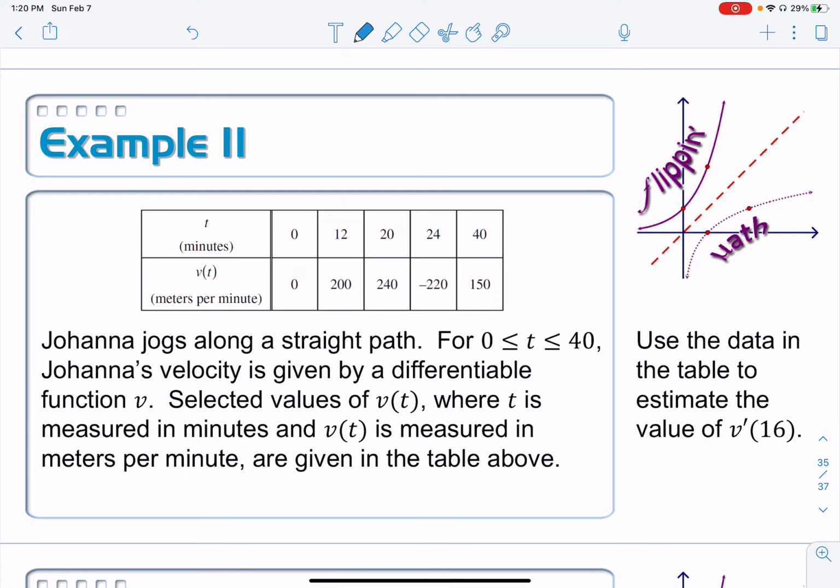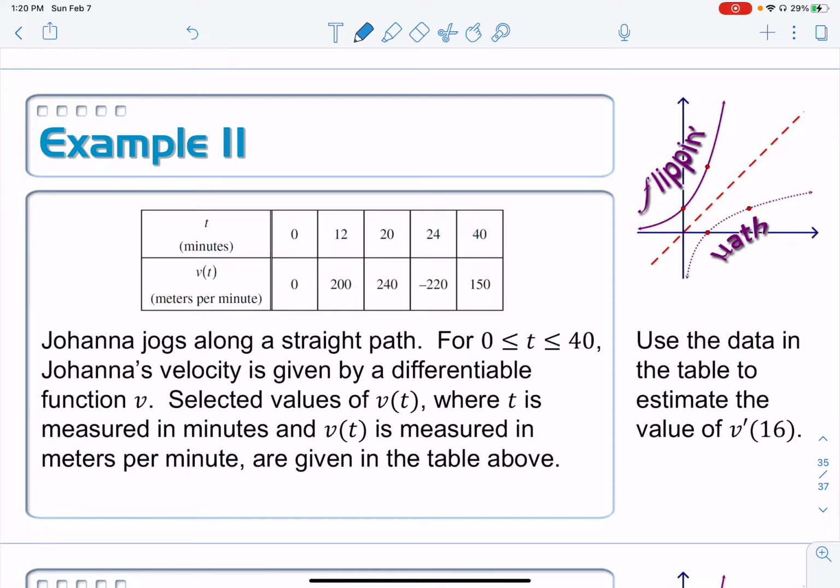Okay, well, what's the question? It's right here in the margin. It asks, use the data in the table to estimate the value of v prime of 16. What the heck does this have to do with integrals and rates of change and all of that? Absolutely nothing. However, the next part of this question will. So just bear with me. I just wanted to use this as an opportunity to recap something that they would expect you to do on the calculus exam.